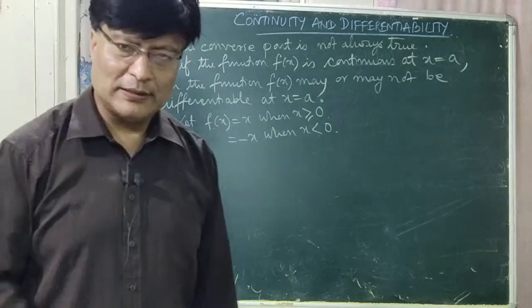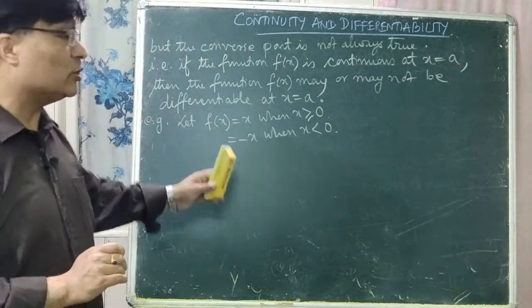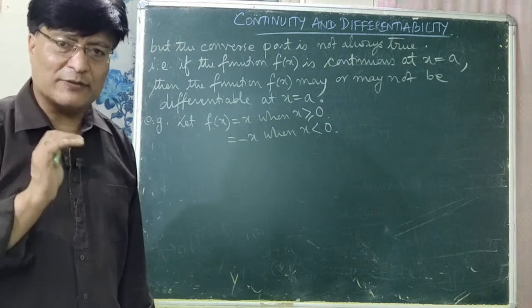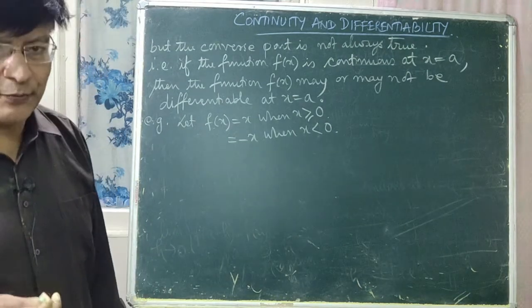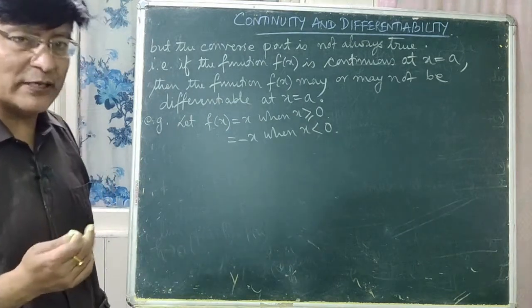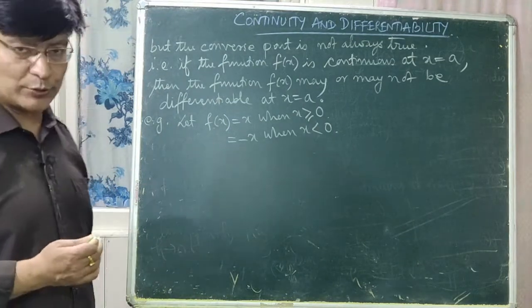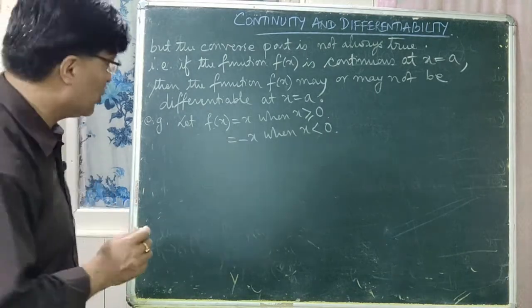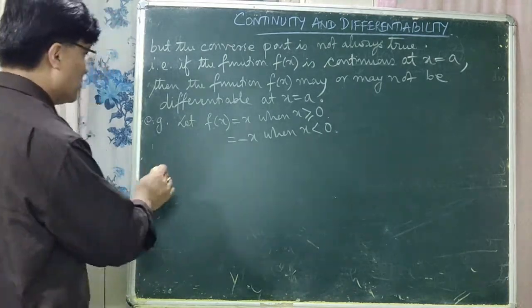First of all, let us prove that it is continuous at x is equal to 0. But this is not differentiable at x is equal to 0. You have to prove it. Okay? The converse part should be proved. That is, it may not be differentiable at x is equal to 0. So let us first prove that it is continuous at x is equal to 0. So what is the method now?